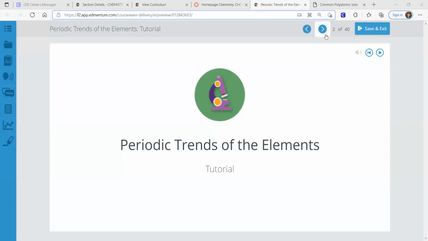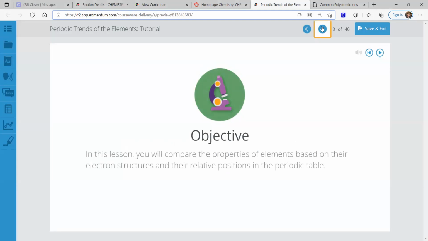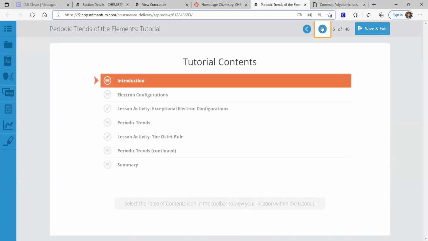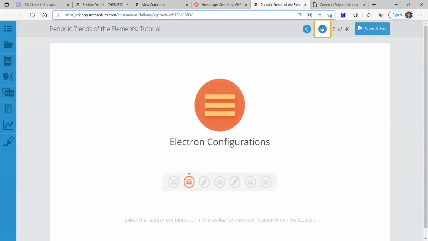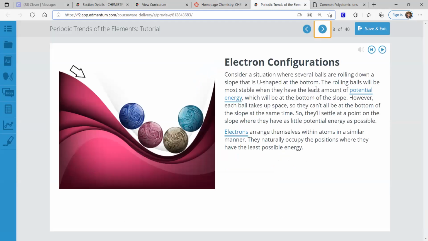Hey, it's Mr. Shrum, and I'm going to walk through the periodic trends of the elements and help you with the activities. This tutorial is all about how to see the trends and use the periodic table to help you understand the properties and the structure of these elements. And we'll get into the electron configurations.